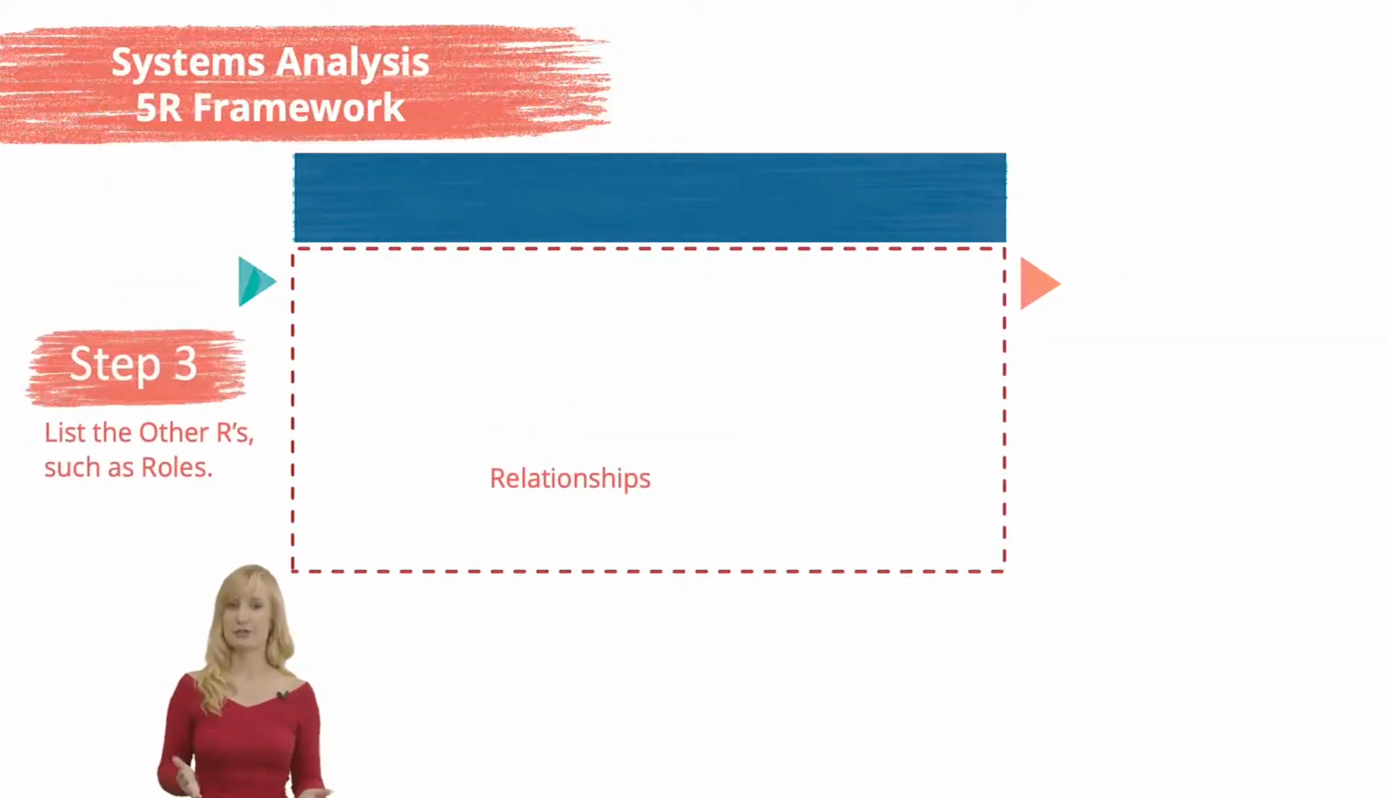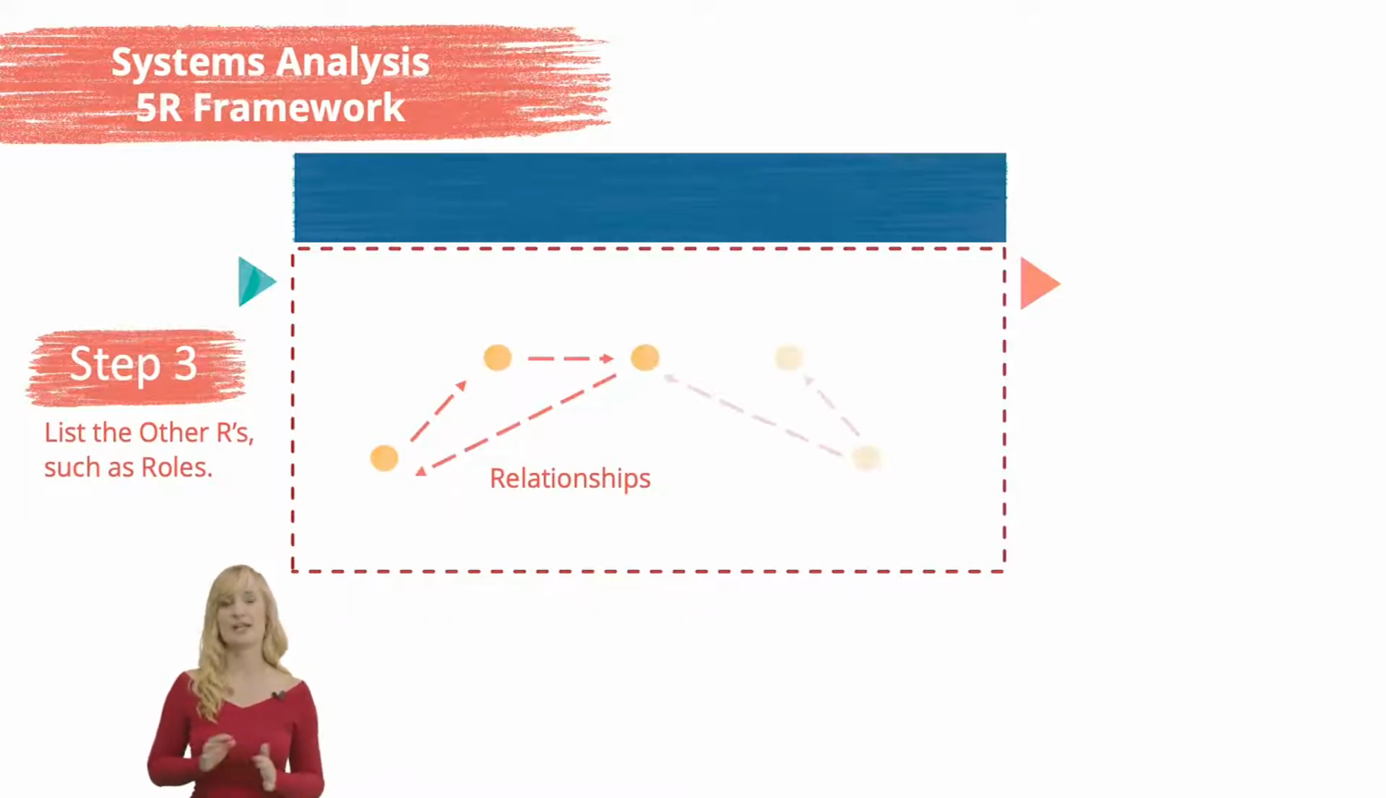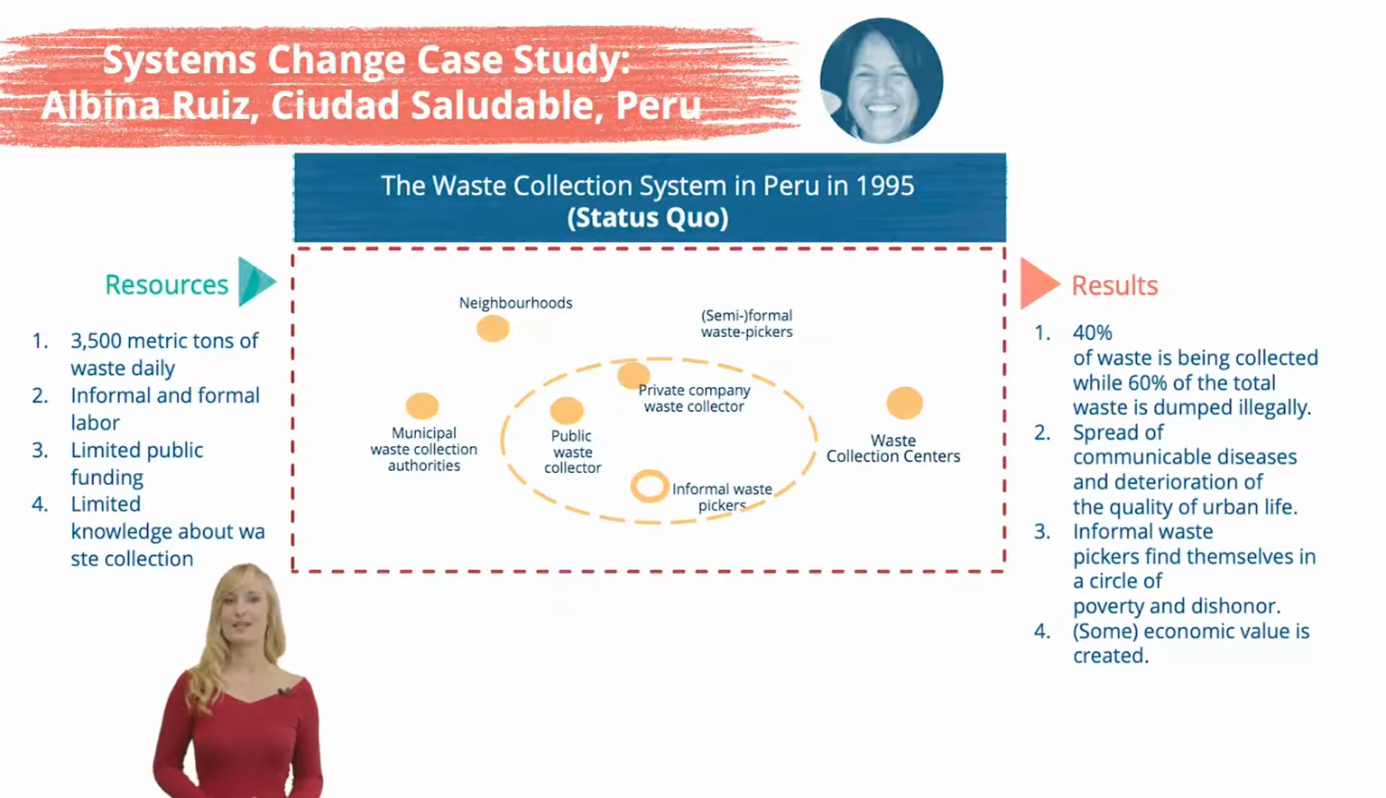Now we will look at relationships. Relationships include transactions, flows of information, power dynamics, decision-making power, various types of cooperation, and other types of relationships. In our example, the municipal waste collection authorities assign waste collection duties to formal waste pickers, meaning the public waste collectors and the private company waste collectors, not, however, to the big group of informal waste pickers. All waste collection in the neighborhoods is ineffective, leaving 60% of the waste uncollected.